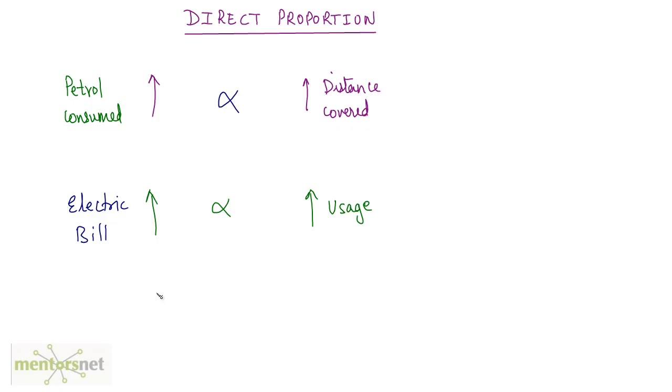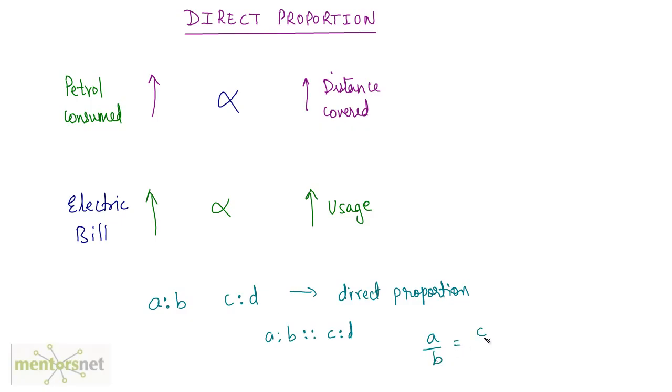So let us assume that there are two ratios, A is to B and C is to D. If these ratios are in direct proportion, then we write these as, you already know this, A is to B is proportionate to C is to D. And therefore A by B is equal to C by D. A proportion is nothing but equality of two ratios, right? So whenever ratios are in direct proportion, you write them like this.